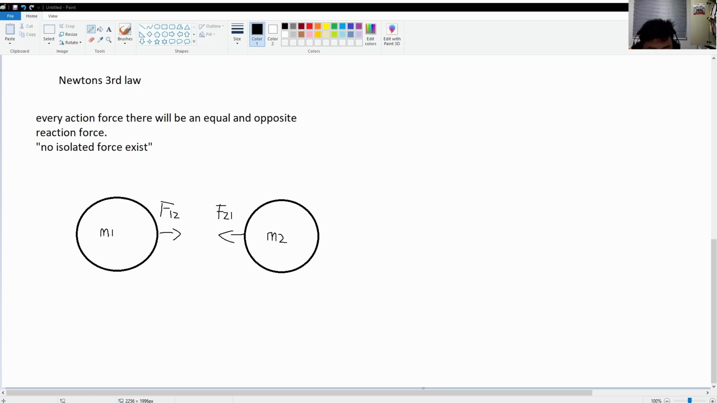So if M1 is getting pulled to the right with a force F12, M2 is getting pulled to the left with a force F21. And Newton's third law equation is F12 is equal to F21.